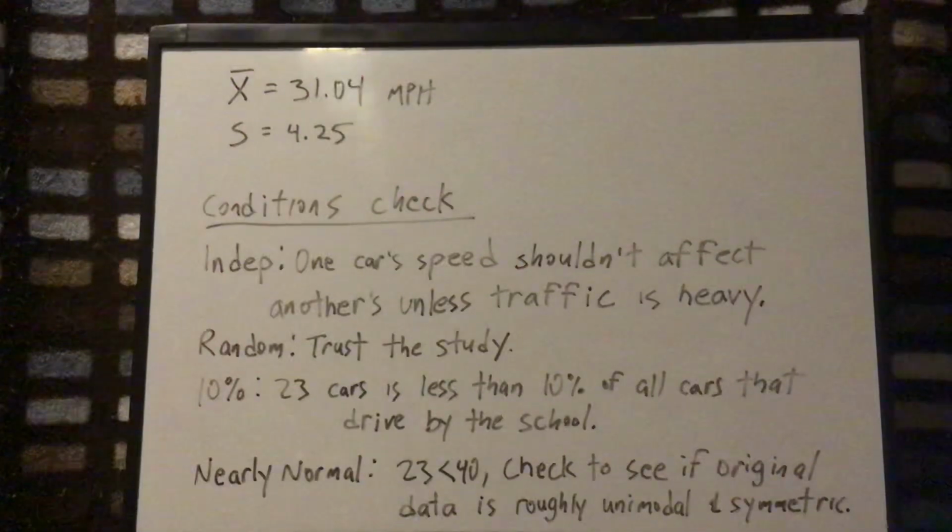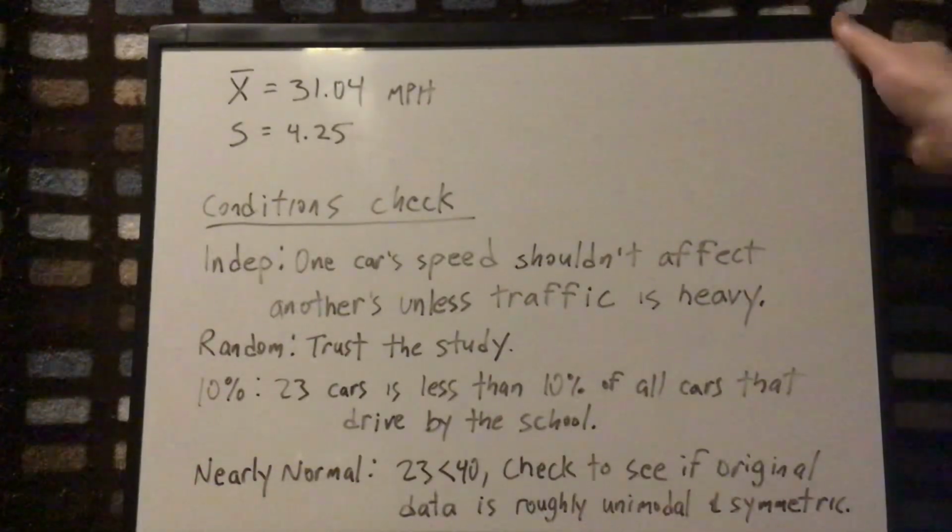The original data is roughly unimodal and symmetric. Our sample size isn't super big, but in this case, we don't have to worry about the t-curve or the normal curve not being appropriate. Our sample size is large enough with this data for the central limit theorem to kick in, and we can use a z, or a normal or t distribution. We'll use a t distribution because we don't have the population standard deviation.